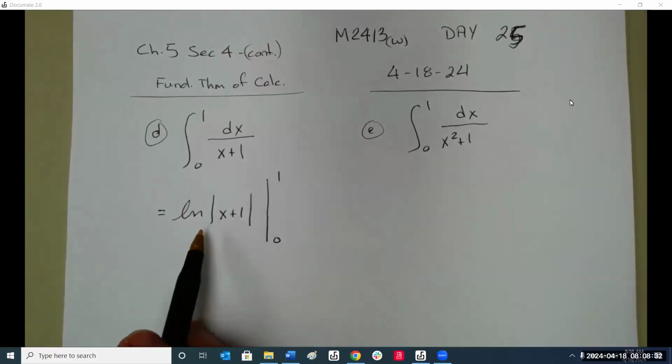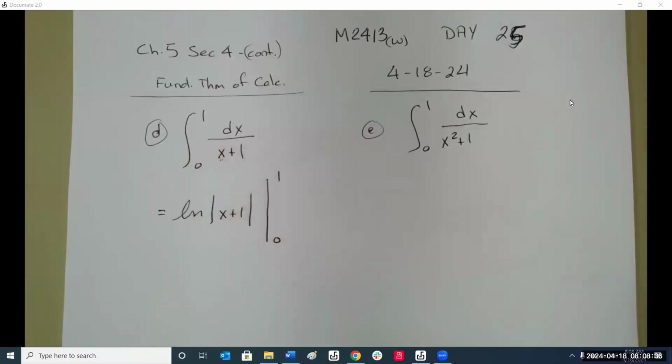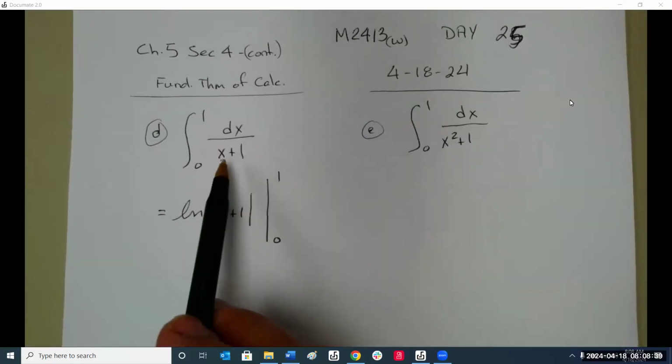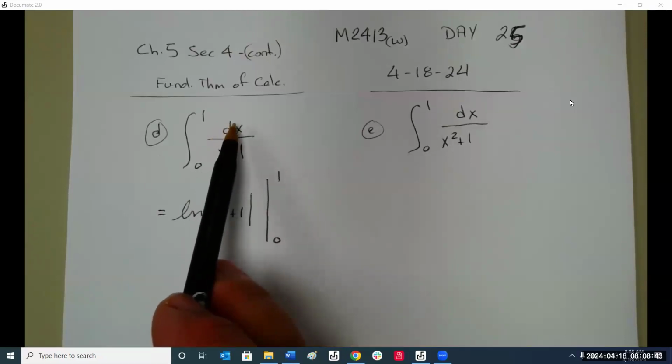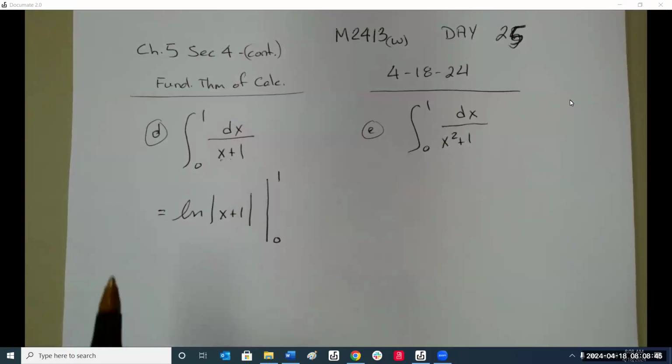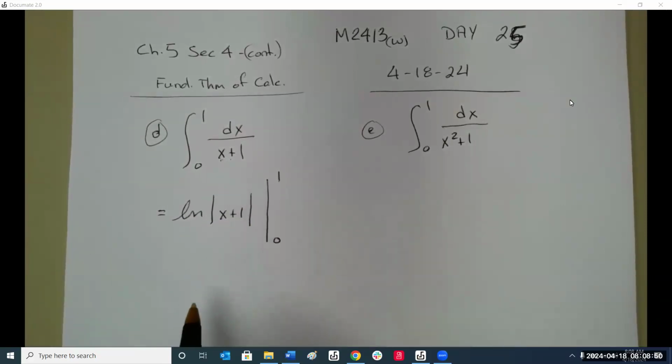Because if you think about it, you notice the x doesn't have an exponent. Because if it did, then we'd have to have some sort of constant up there and a value of x. But it doesn't. So why do we put absolute values around the x plus 1?